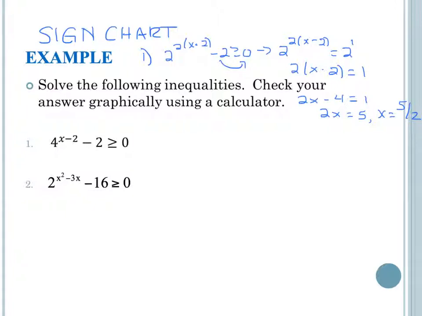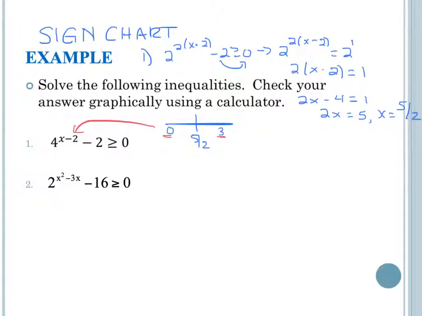And now I need to go back to create a sign chart with my 5/2. And I need to test where this is positive or negative. Now, when we're using our sign chart, I need to plug in values bigger than 5/2 and smaller than 5/2, maybe the number 3 and maybe the number 0. I am plugging these test values, 0 and 3, back into my exponential equation, and I'm checking to see if my value is positive or negative.